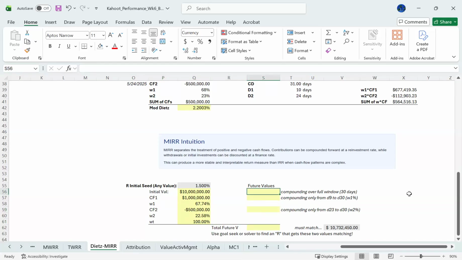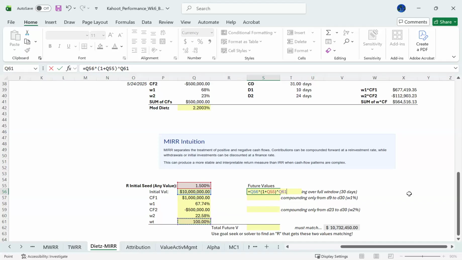Now let's look at this. What is the future value? I invested 10 million. That is the beginning value. So this particular cash flow is in the fund the entire window. So what I'm going to do is simply 10 million multiplied by 1 plus this hypothetical rate, which is just an initial seed, to the power of 100%, which is going to be to the power of 1.